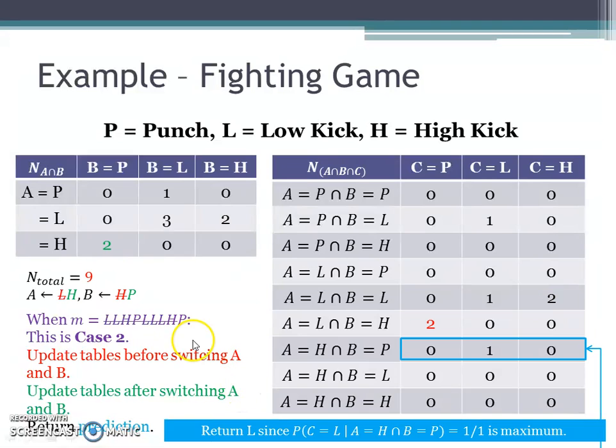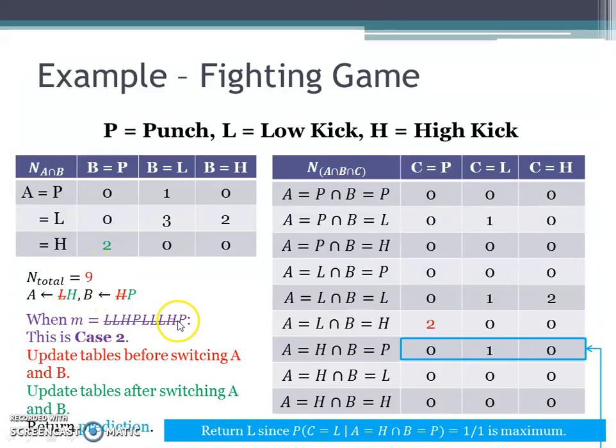Now next one, we're going to have the next strike, where we assume that the strike is a punch. The player actually lands a punch. So what we do is we go to this table where we update the frequency for LHP. LHP is here, LH and P. So this value is updated with a value 2. And obviously the total is 9.